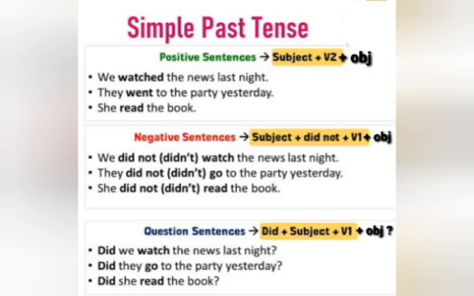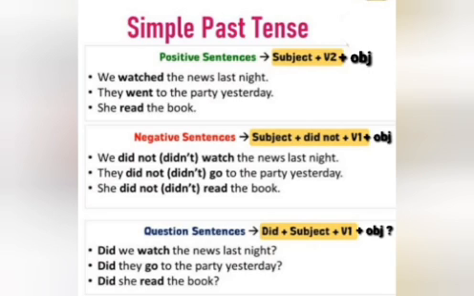Now the negative form for simple past is subject plus did not plus V1 plus the object. For example, we did not watch the news last night. So this negative form is simple. We are just inserting did not. We is the subject, did not from the syntax, watch is the first form of the verb, the news is the object, and last night the specific time.